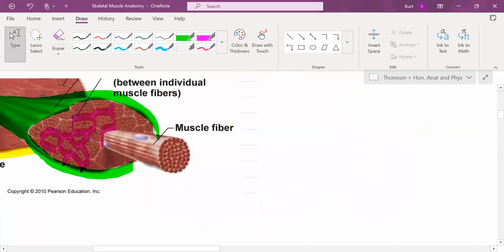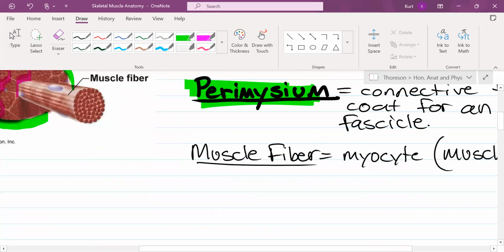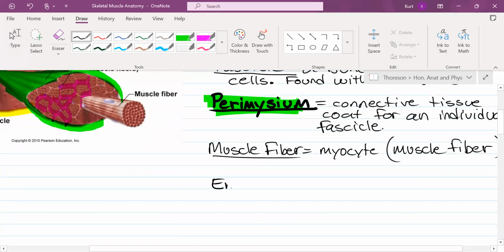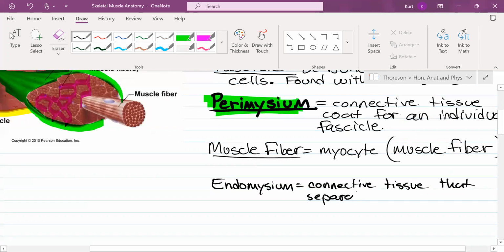An endomysium separates each individual fiber from each other. This is connective tissue. It separates each muscle fiber within a fascicle.